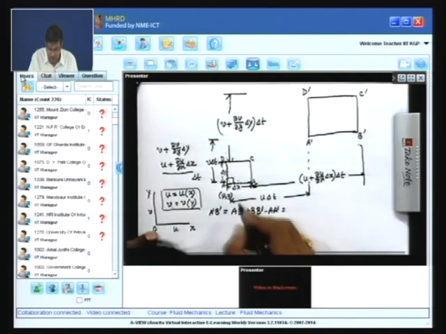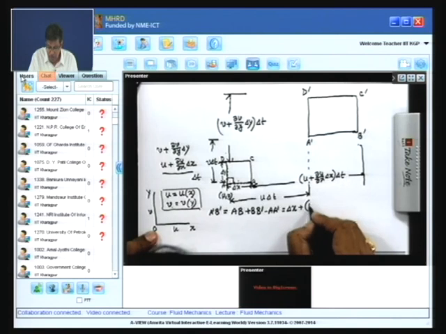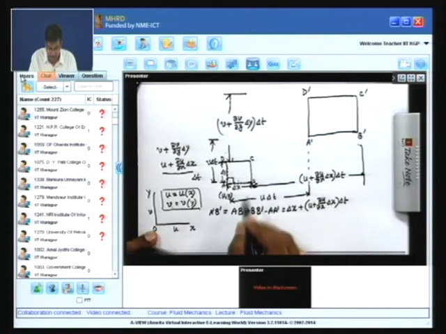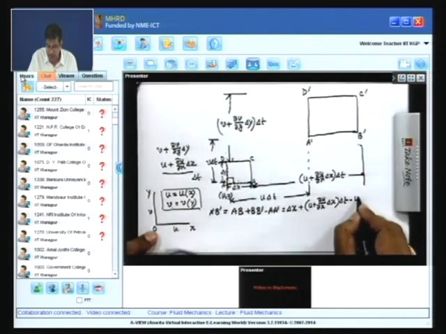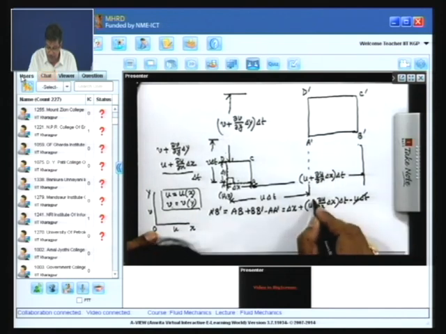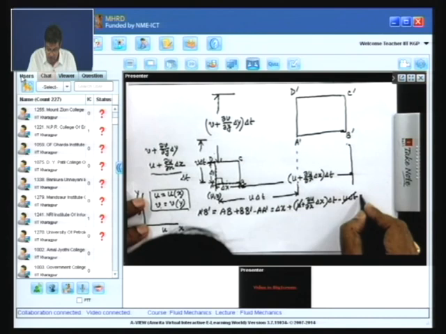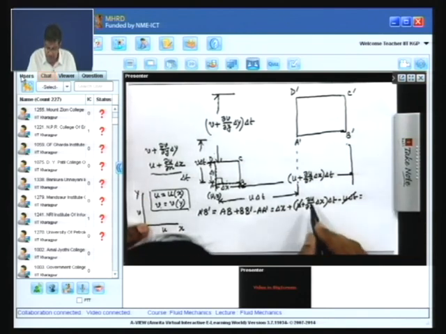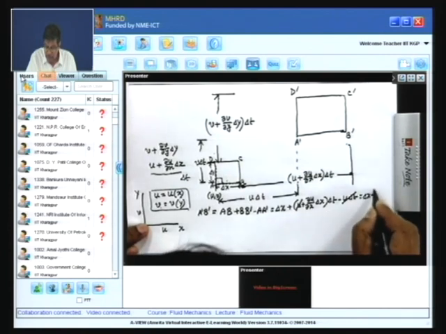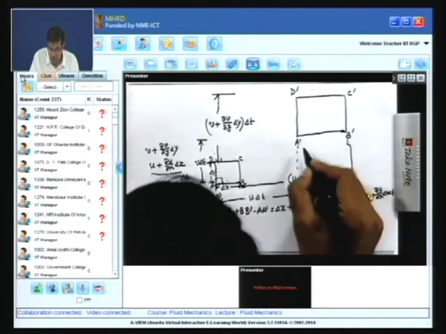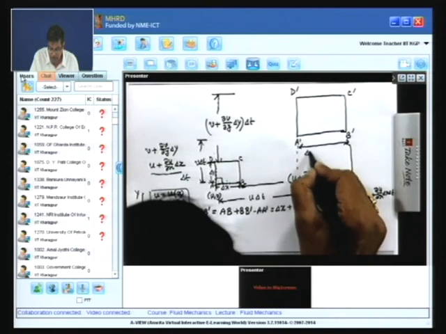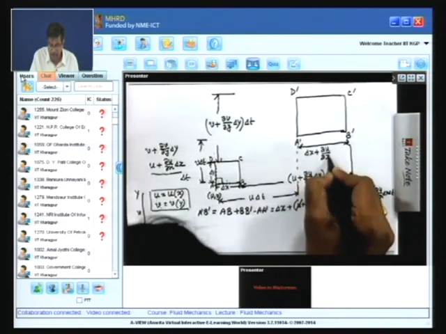Now if I do this, AB is del x, BB dash is already u plus del u del x del x, times delta t, minus AA dash, which is u delta t. Now the u delta t and this u cancel. That means this becomes equal to del x plus del u del x del x delta t. I show it here so this will be more clear. So this length will be del x plus del u del x del x delta t.